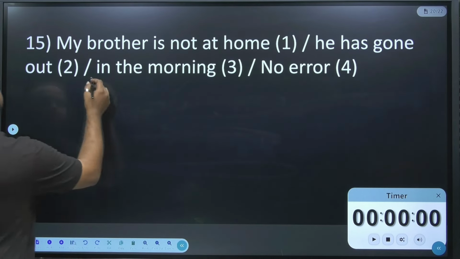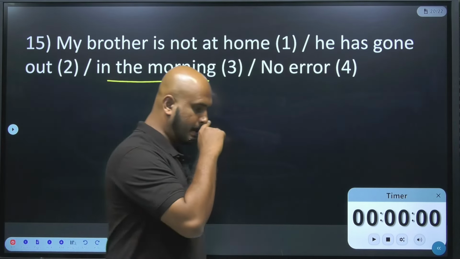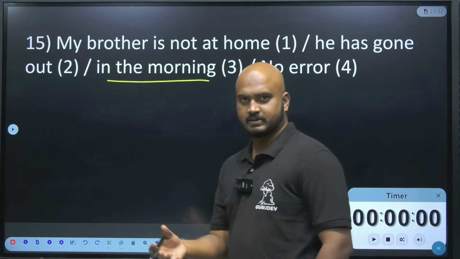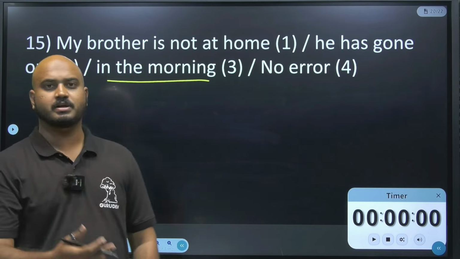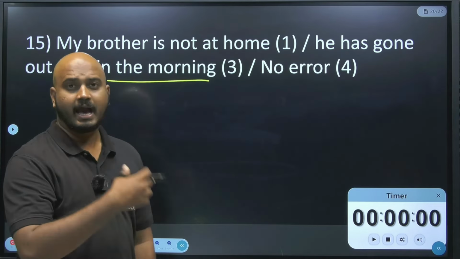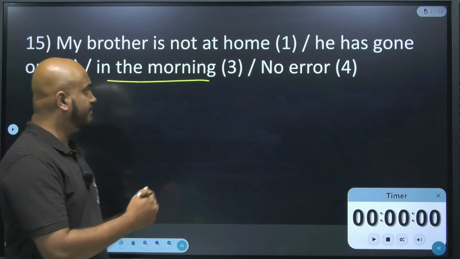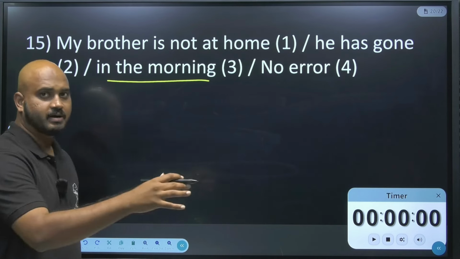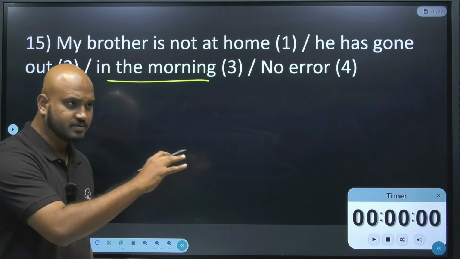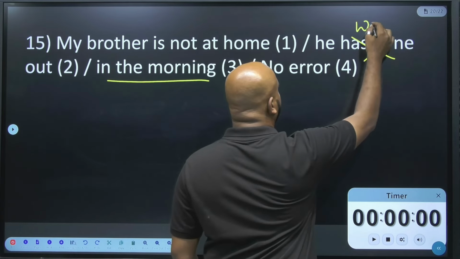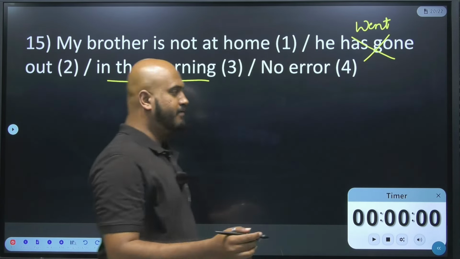See, whenever you have a timeline of the past mentioned, generally it should be written in simple past tense. In most cases, there are some conditions, of course, where you have to write in past perfect. When I'm dealing with the tenses chapter, I'll be going into detail on that. However, in the morning is a timeline which has already been completed. It's done and dusted in the past. And that is why the right sentence should be: he went out.